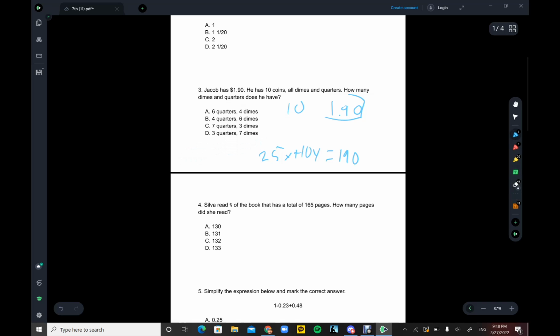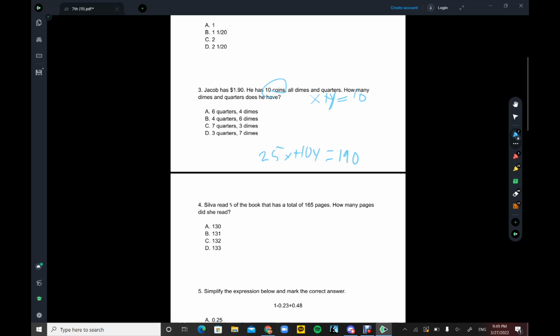So let me erase this. Okay, so we have this equation here, but there's 2 variables. So x and y are variables, 2 different variables. So what you need to do is make it into 1 variable. In order to do that, since it says he has 10 coins in total, you just need to say x plus y equals 10. Because x is the number of quarters and y is the number of dimes, and x plus y then would have to equal 10.